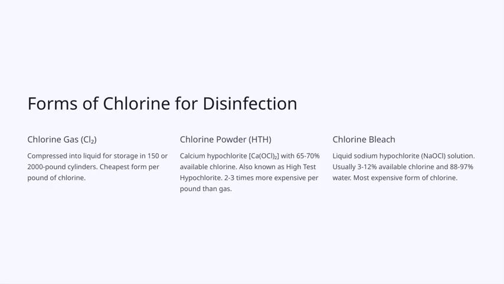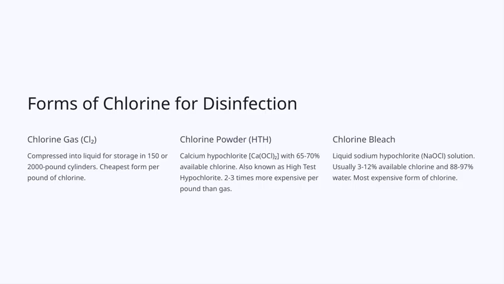Let's take a closer look at the common forms of chlorine used for disinfection. First, we have chlorine gas, or Cl2. It's typically compressed into a liquid form for easier storage, often in large cylinders weighing 150 or 2,000 pounds. One of the key advantages of chlorine gas is that it's the most cost-effective option on a per-pound basis, making it a popular choice in many applications.